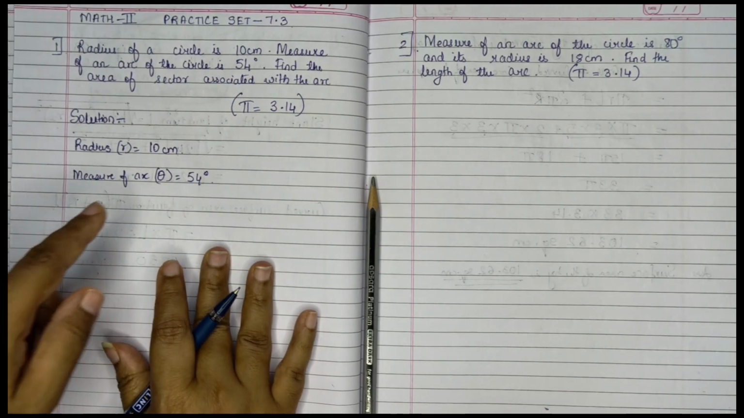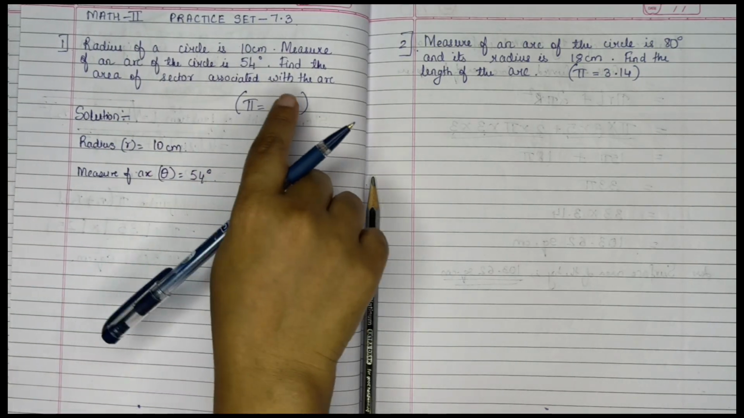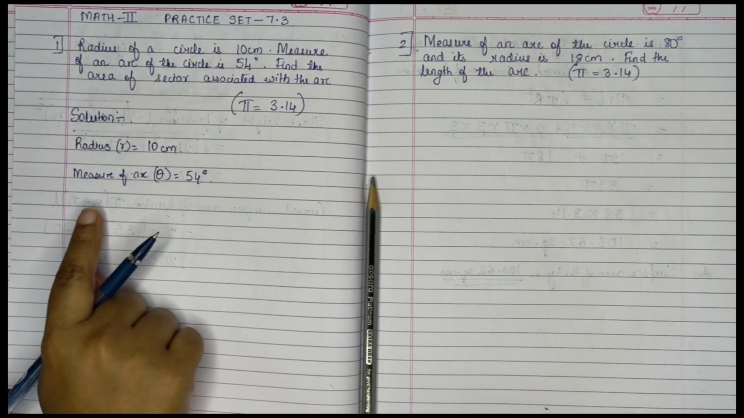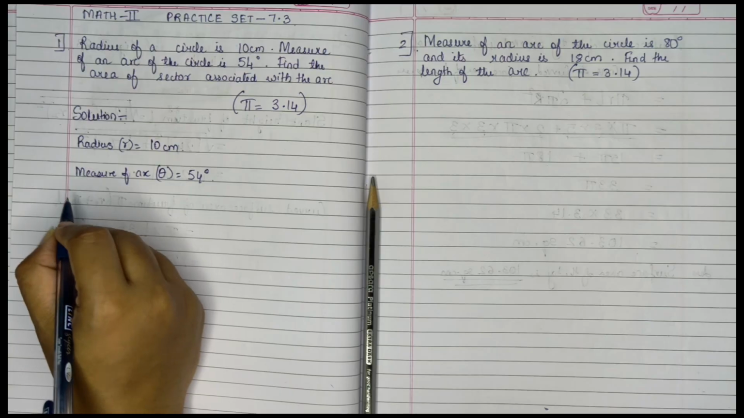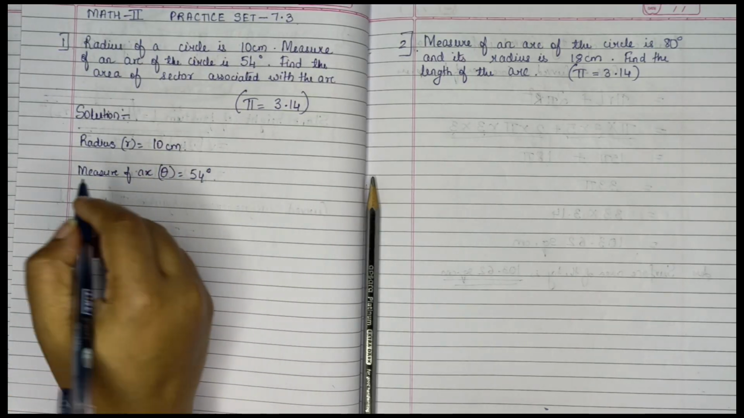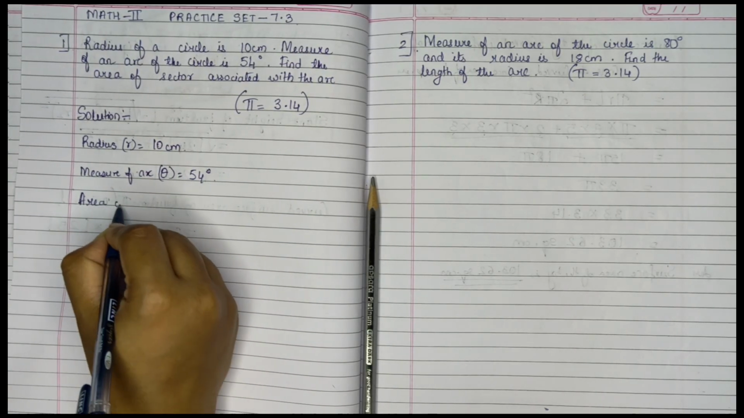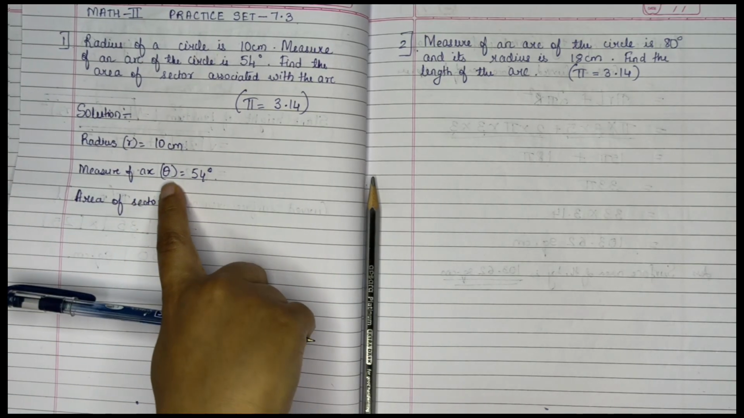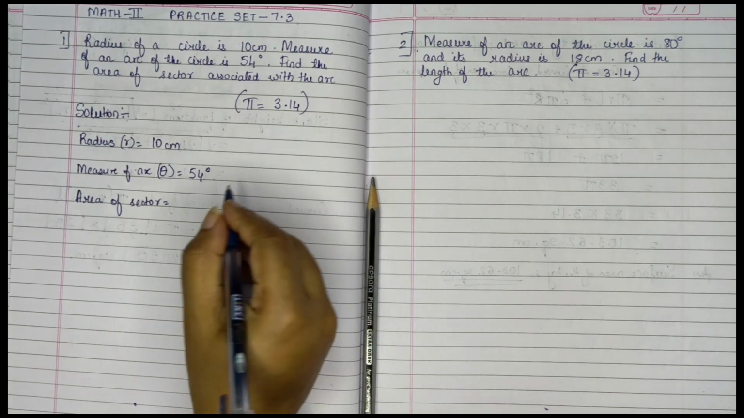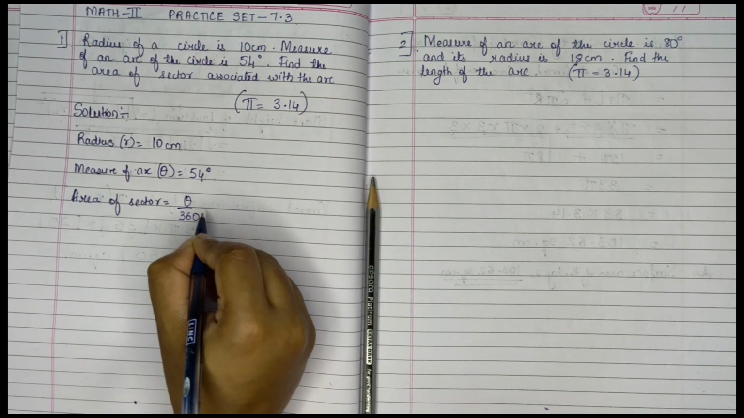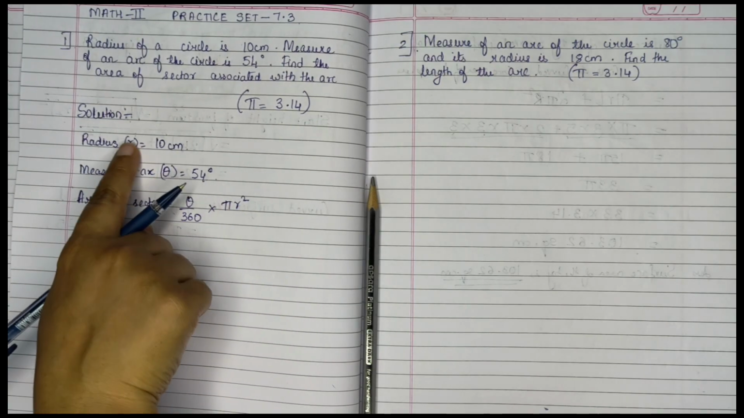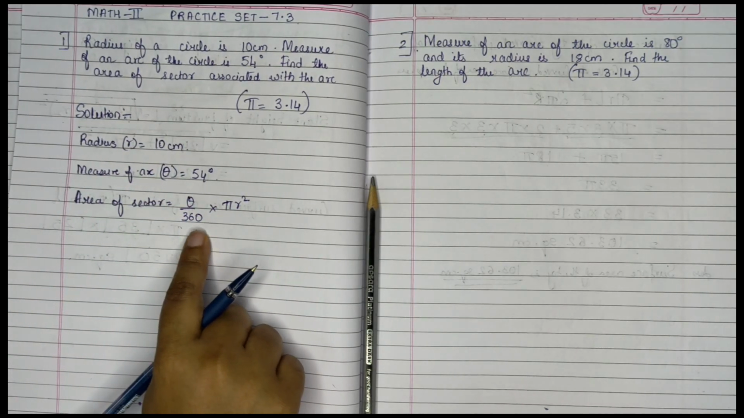Okay. Now find the area of sector associated with the arc. So we have to find area of sector. To find area of sector we will use the area of sector formula. Now there are two formulas. When the theta and the radius are given, we will use area of sector is equal to theta upon 360 into pi r square.